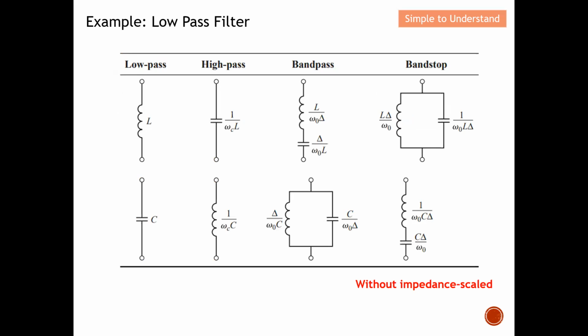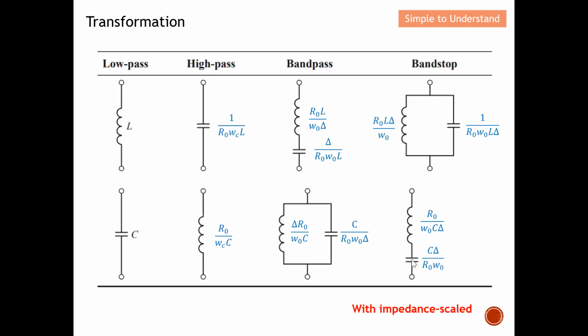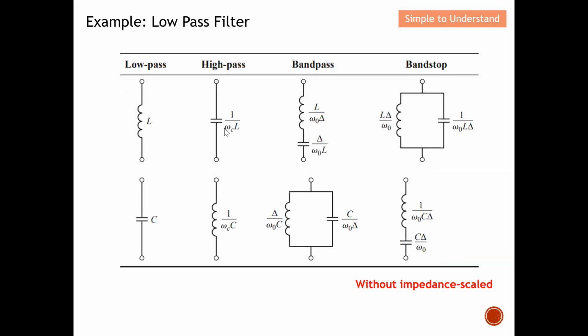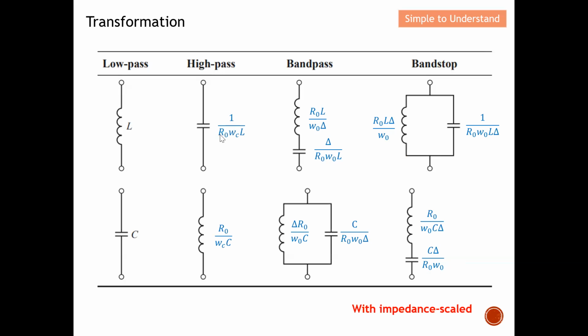This is what I want to discuss for this video: the filter transformation here. This filter transformation is available in most books, but it is without any impedance scale. What I want to show is the version with impedance scale. You can see that I have added in the R0, whereas those without impedance scale have no R0. Once I include the impedance R0, this means that it is with impedance scale.